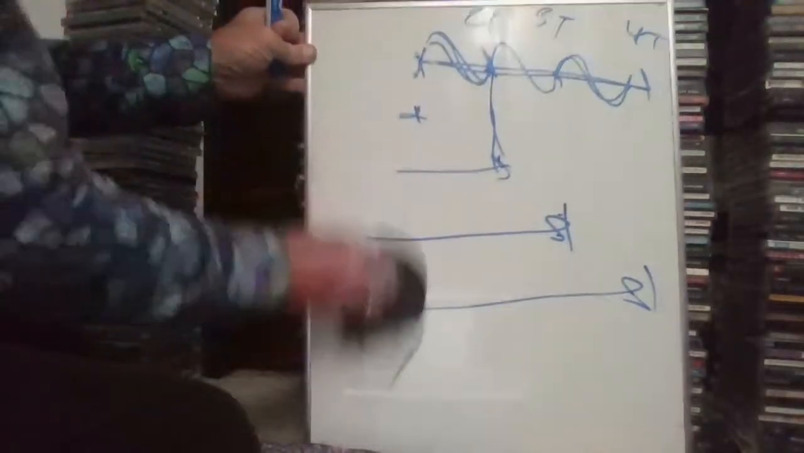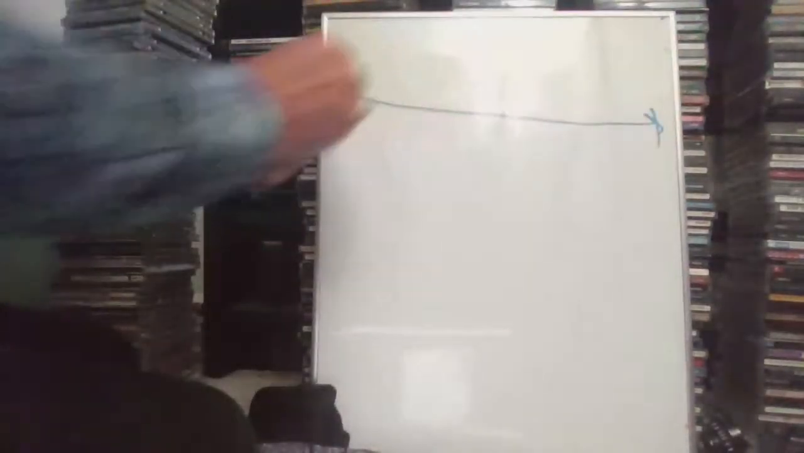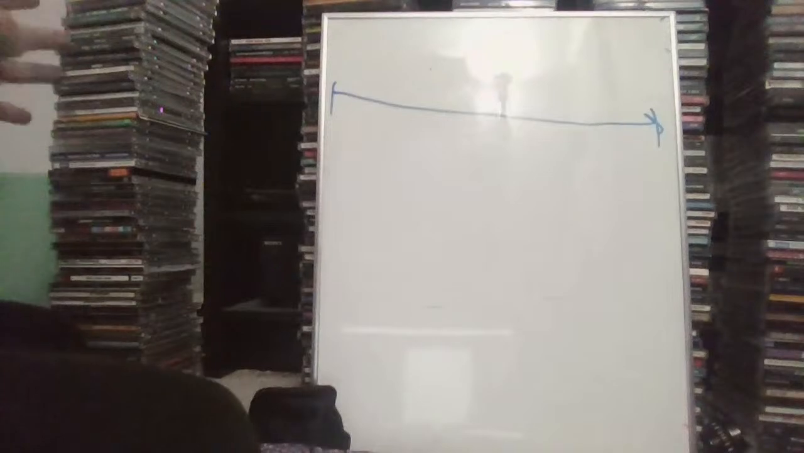Now, so far, so good. I mean, people might be bored with this, but then don't watch it. So we have a string of a certain constant tightness and thickness, but variable length.